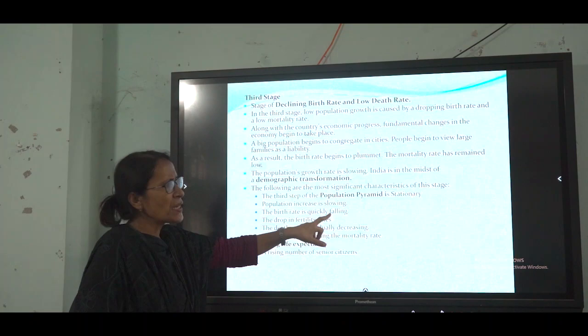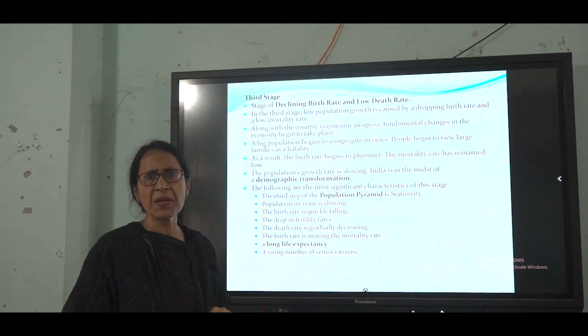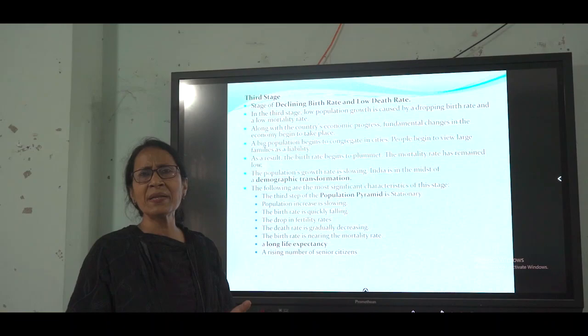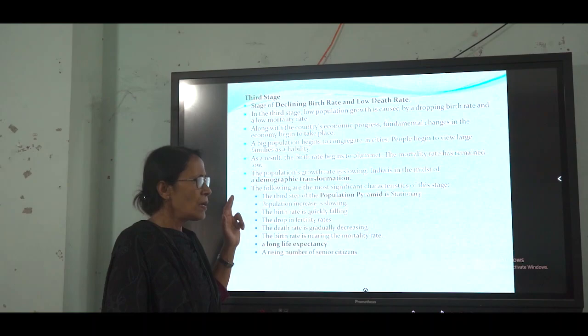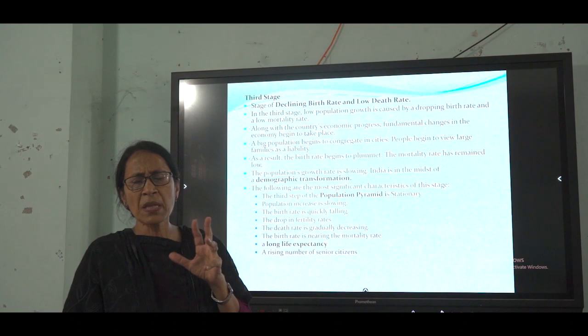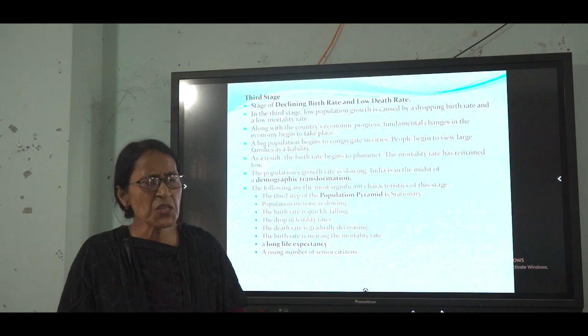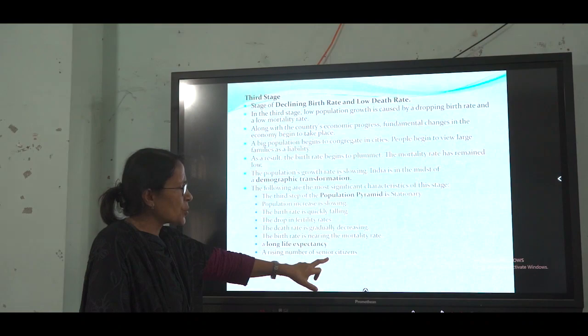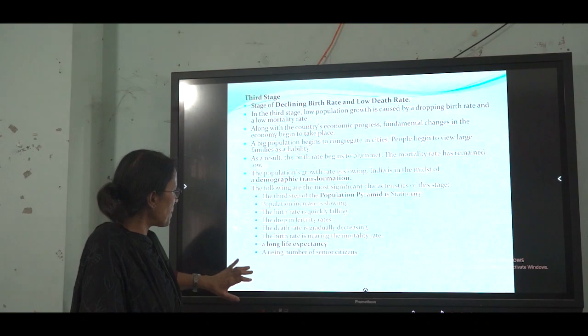We can take an example from the state of Kerala. The death rate is also gradually decreasing because of the improvement in medical science, in the health sector, and in the earnings of the parents. The parents no longer depend upon their children for security in their old age. So the rising number of senior citizens, in most of the developed countries of the world, especially the European countries, becomes a very important problem for the demographer.